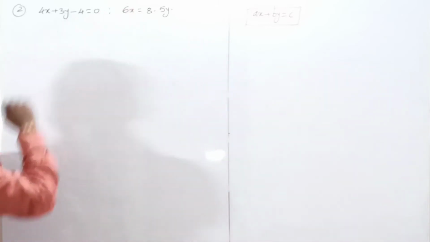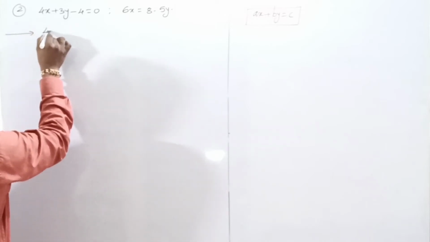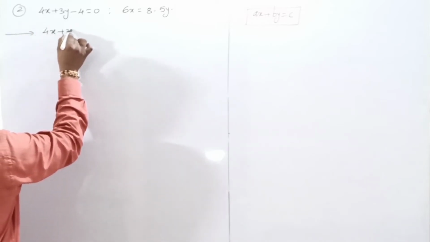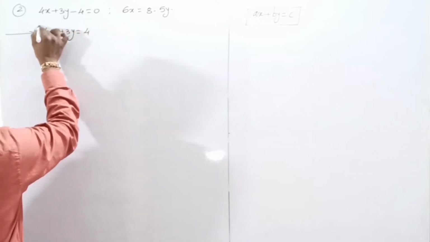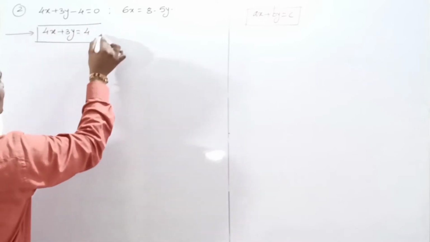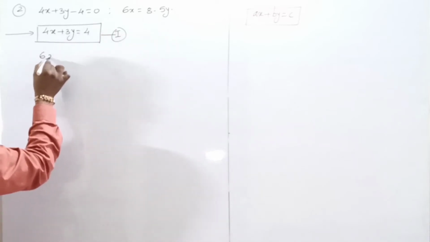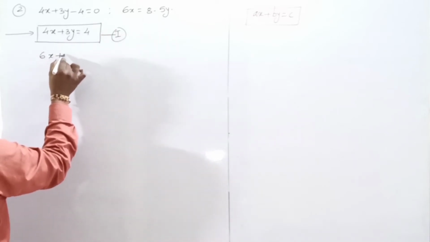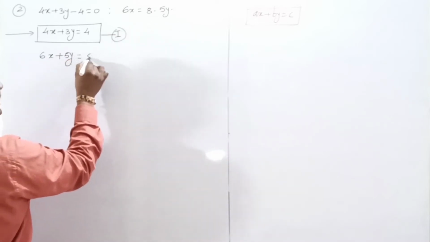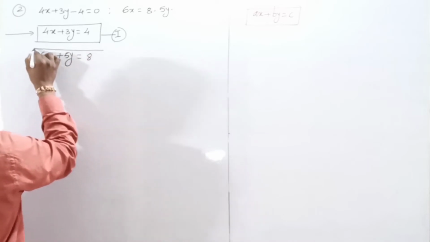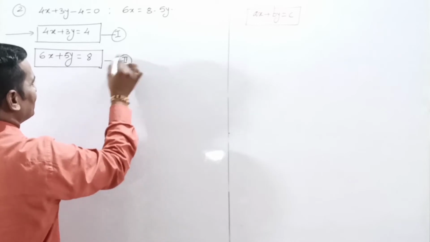So we have to write both these equations in this format. So let's convert both equations. 4x plus 3y, transfer that minus 4 to the RHS, so it will become 4 plus 4. Okay, so this is equation number 1. Now this one, 6x as it is, that minus 5y will become plus 5y, and that 8 as it is. So this is the equation in standard form now.